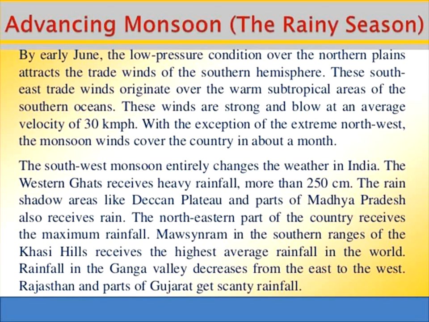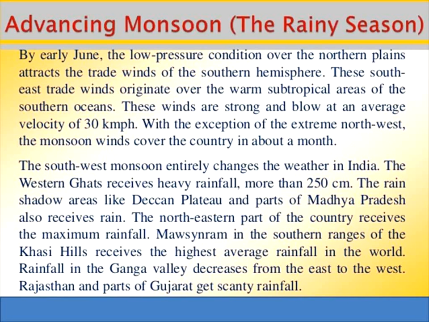Mawsynram in the southern ranges of the Khasi Hills receives the highest average rainfall in the world. Ten years ago the place with the highest average rainfall, also in Meghalaya, was called Cherrapunji. Now the place has changed, which shows how climatic changes occur in every area. Now Mawsynram is the place with the highest average rainfall in the world.